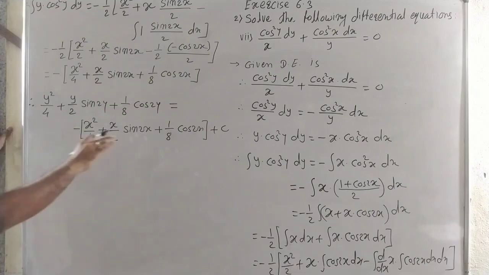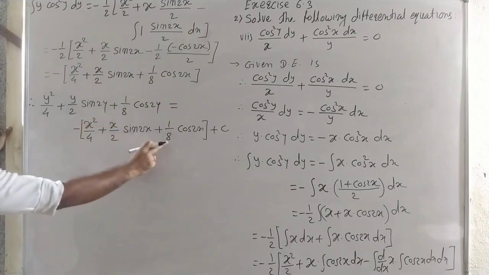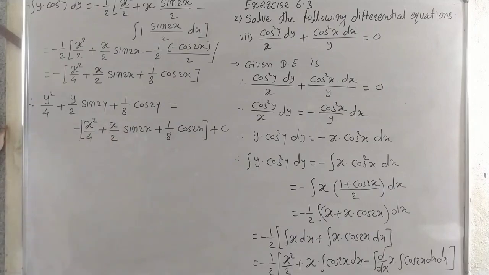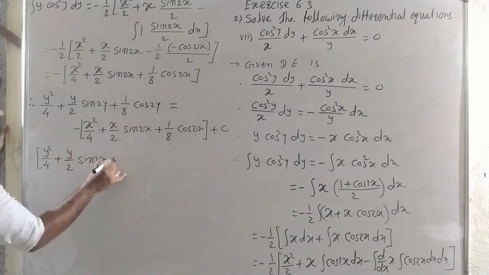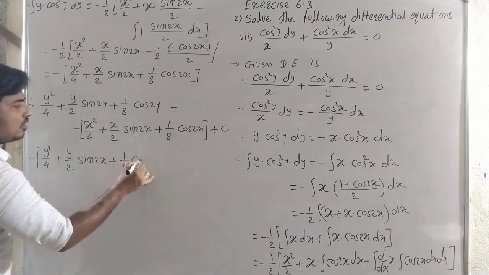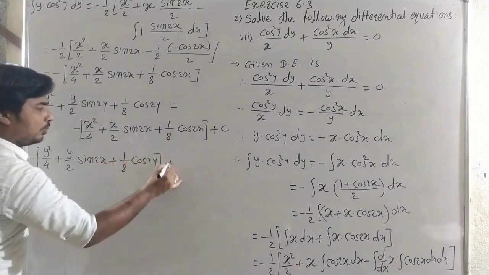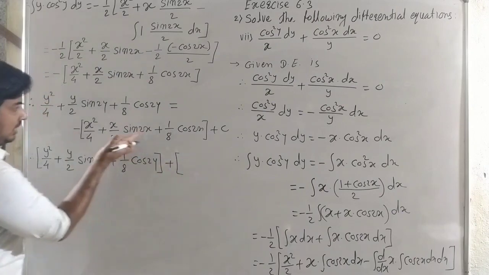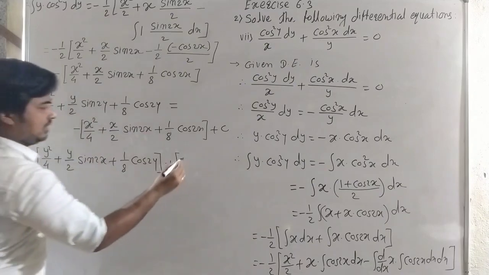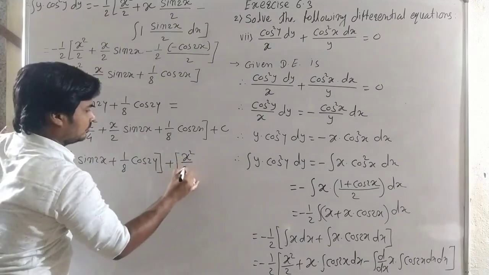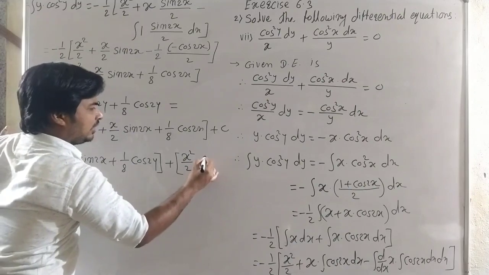Now here we multiply throughout by 8. Okay, so the denominator will get cancelled. See carefully this. You can write this. It is y square by 4 plus y by 2 sin 2y plus 1 by 8 cos 2y, and this bracket we can take to the LHS. It is minus, now here it is a plus, x square by 2 plus x by 2 sin x.